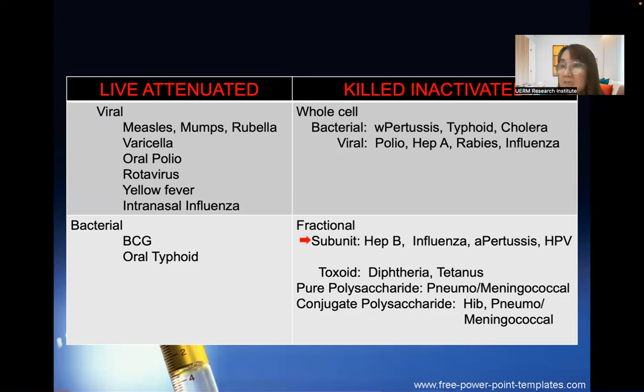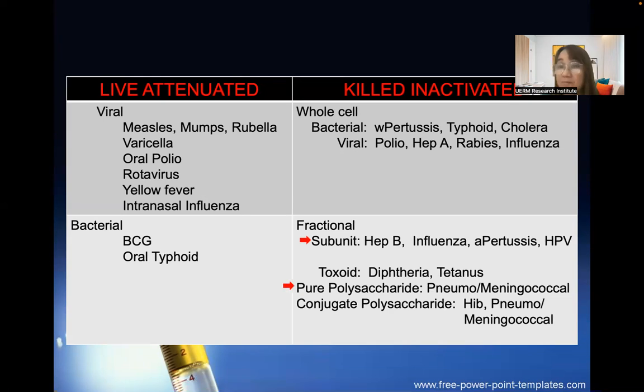Fractional means it is prepared from fractions of the cell, for example from pieces of bacteria or viruses, which are proteins that stimulate the production of T lymphocytes and antibodies that will help the body remember how to fight the bacteria or the virus if one gets infected in the future.